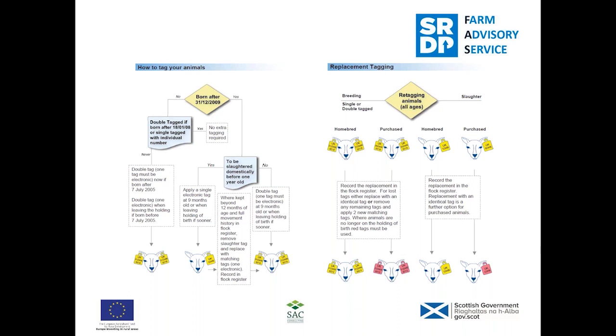So these can be found on the Sheep Identification Quick Guide, which can be found on the Scottish EID website, and I've added a link at the end of this presentation. Or it can also be found in your Scottish Sheep and Goat Movement document booklet.